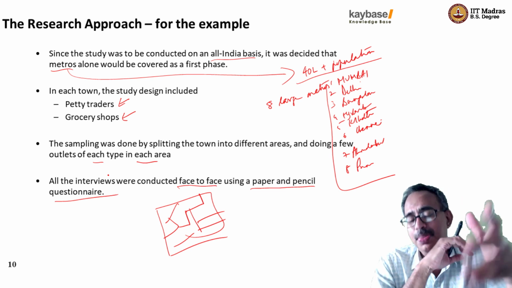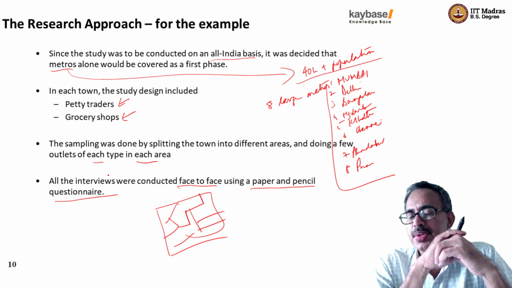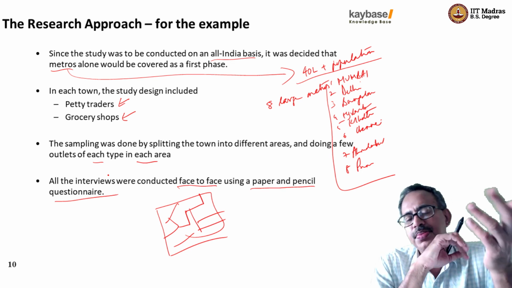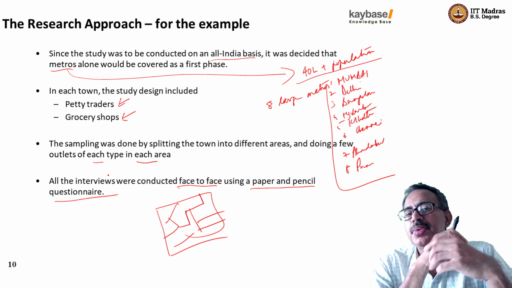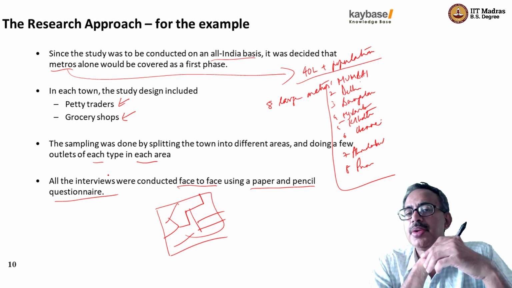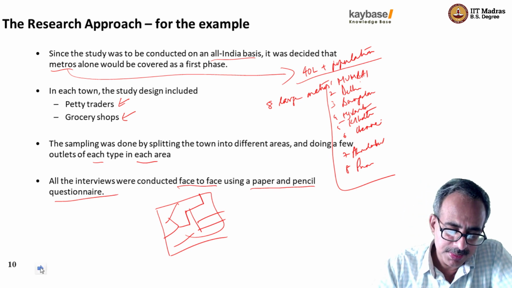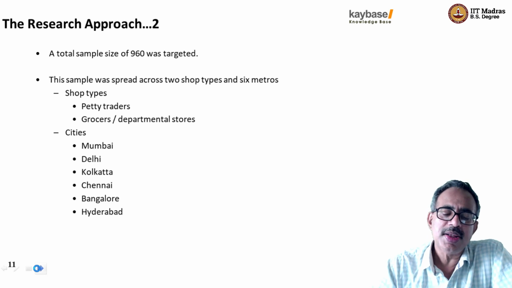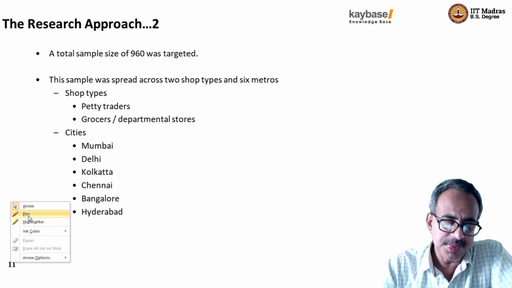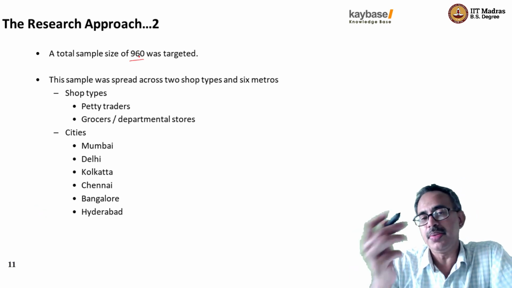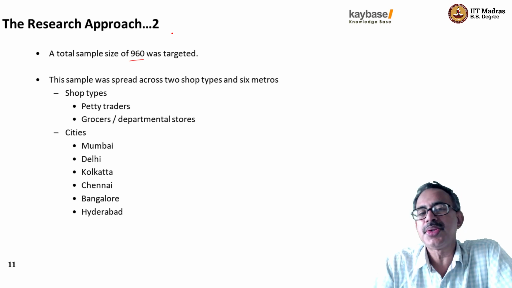So in this hypothetical example, we have done the study through paper and pencil questionnaire. Of course, in real life, some research companies still use paper and pencil. Some companies use tabs. Some companies use mobile to collect data. Right, so let's go forward. A sample size of 960 was targeted. Why 960? We have studied this formula. So this must have some breakup into different states and so forth.